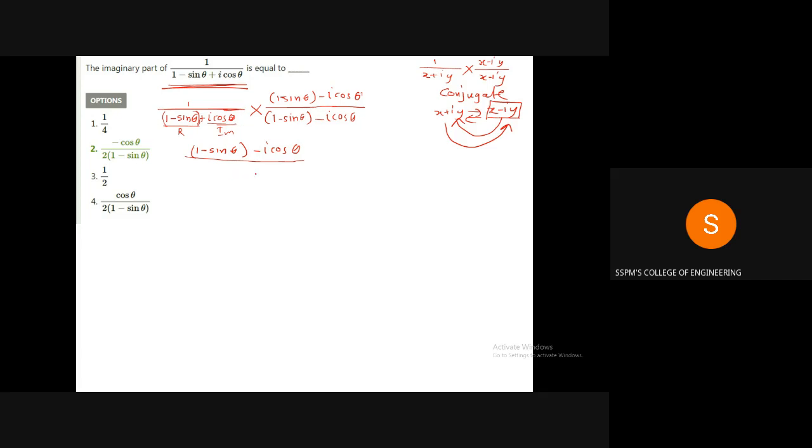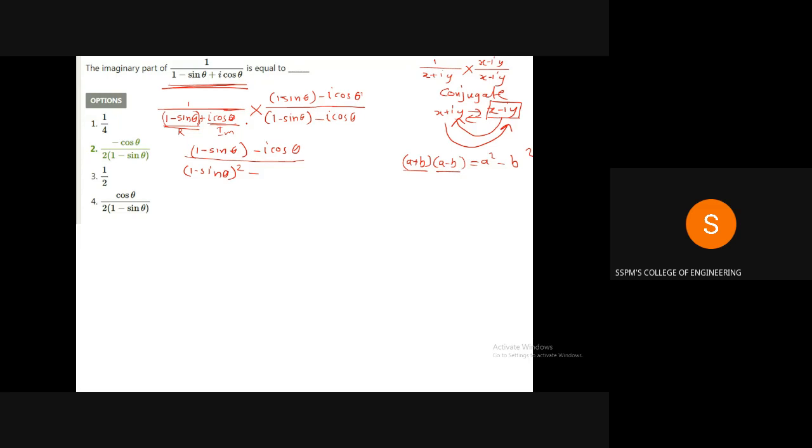And what is the multiplication in the denominator? We will use the property (a plus b)(a minus b). They are conjugates, so (a plus b)(a minus b) is equal to a square minus b square. What is the value of a here? It is 1 minus sin theta. So (1 minus sin theta) square minus what is the value of b? It is i cos theta. So we have i square cos square theta, since the square of i cos theta is i square cos square theta.